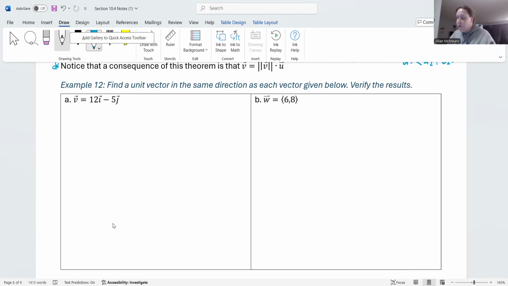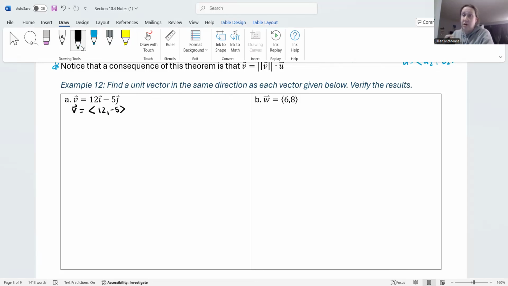First thing I'm going to do, I really prefer the position vectors. They are just less cluttered to me. So I'm going to think of this as 12, -5. I just really prefer this. Now I want to find the magnitude of this. We have to find the magnitude because we're going to take the components of v and divide them by the magnitude of v.